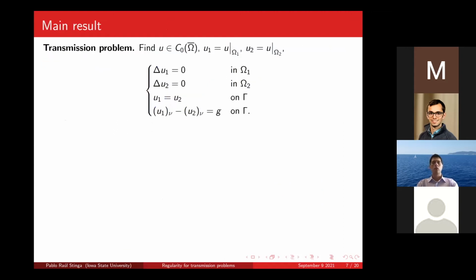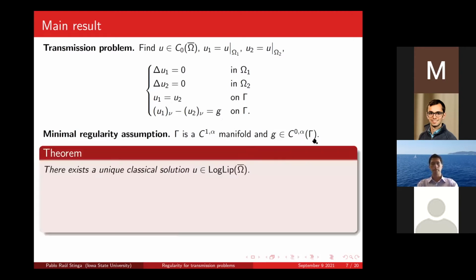All right. So again, here is the problem, right? Harmonic on omega 1 and omega 2. They coincide on the interface, and the difference of the normal derivatives is g. And we're going to assume minimal regularity. That is, the interface gamma, which is the boundary of the interior subdomain, is a C1 alpha manifold. So locally, it can be represented as the graph of a C1 alpha function. And g, this data here, is going to be Hölder continuous on gamma.